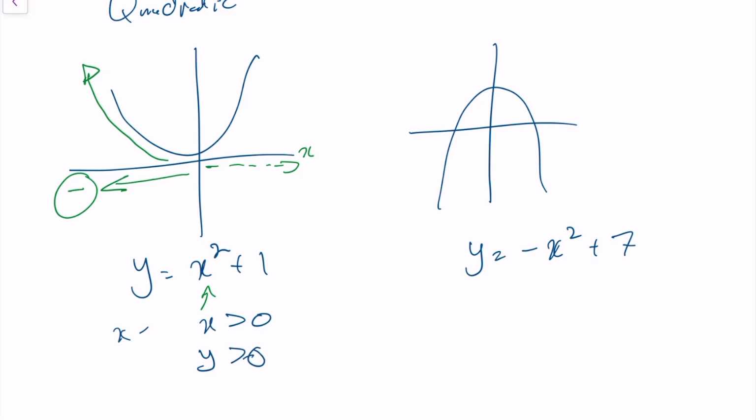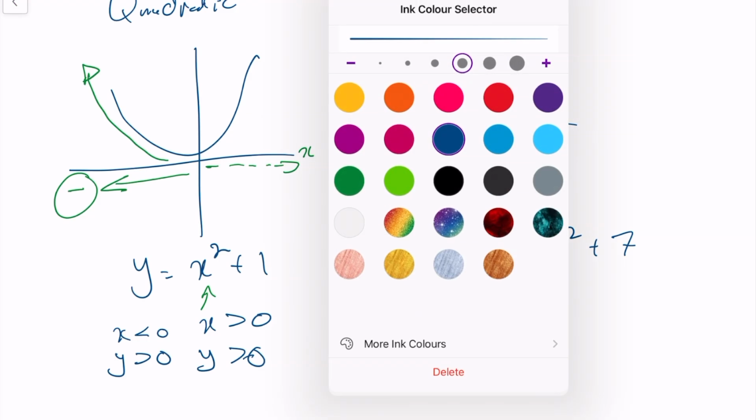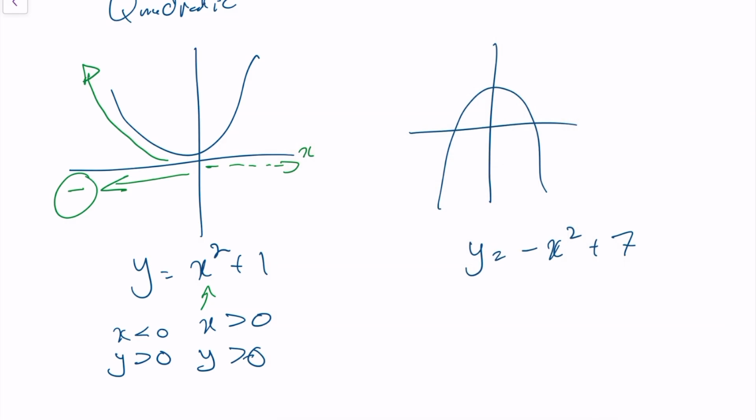When x is negative, y is also still positive. Does that make sense? So now we understand why the U shapes are formed in that scenario. In this scenario, why is it always going downwards?